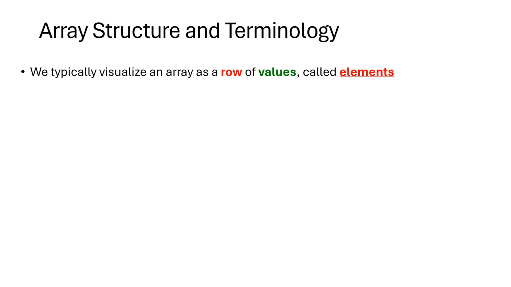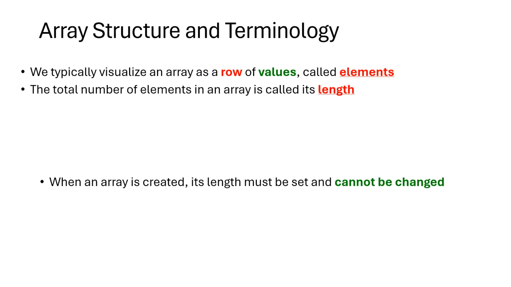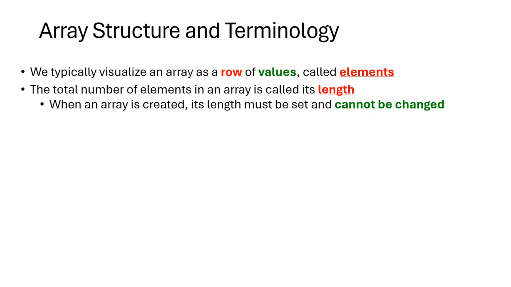First of all, when we think of arrays, we typically visualize them like a row of values. You saw on the first slide where I had all 5 names beside each other. Each one of these values we call an element. So that example that I showed you had 5 elements. There were 5 names that were there. The total number of elements in an array is called its length.